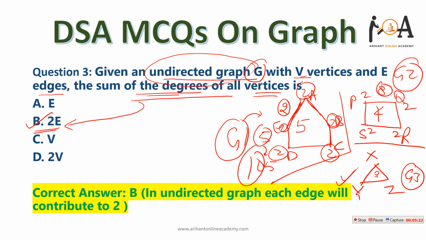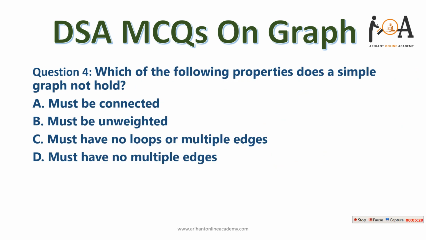Okay, just make note, in an undirected graph, each edge will contribute 2. The next question is, which of the following properties does a simple graph not hold? So what is a simple graph? This is my simple graph, isn't it?